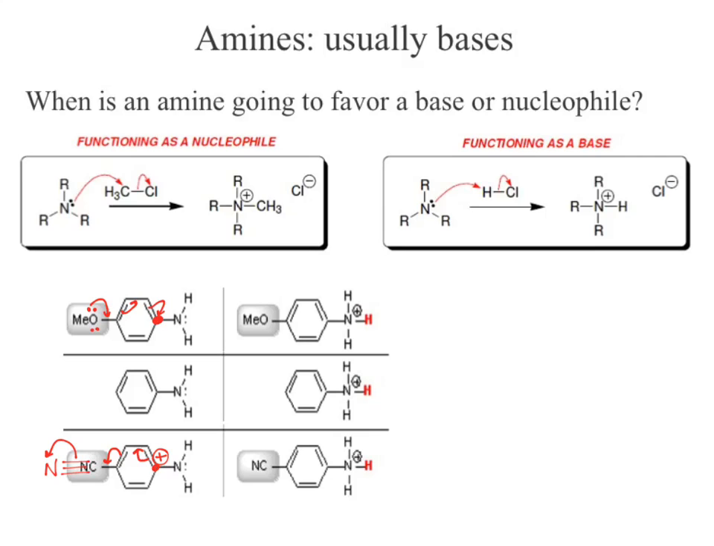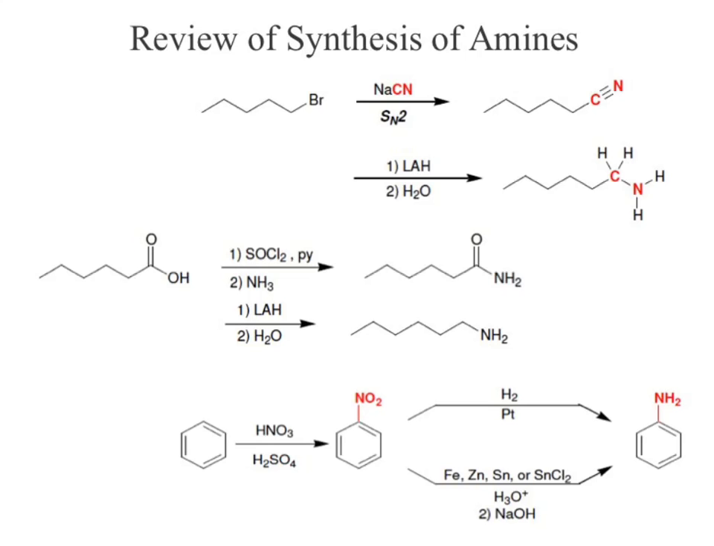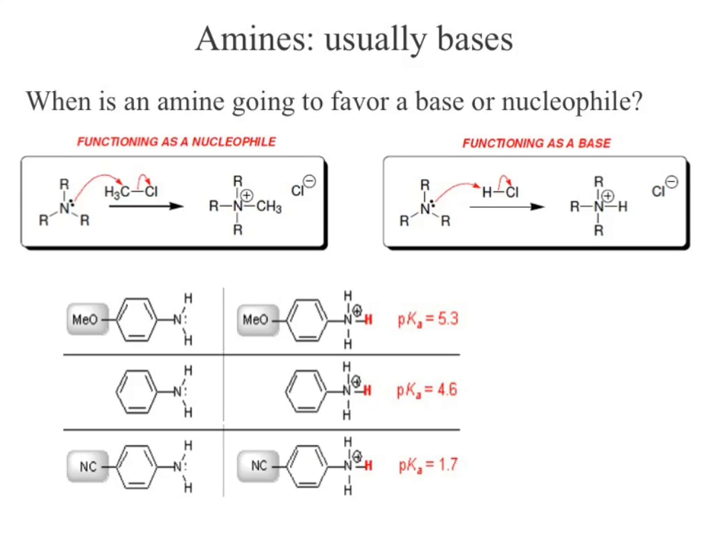More stable, less reactive. Okay? We could make the argument by looking at the pKa's. Okay, nobody's got the pKa's memorized, so it's not going to be all that helpful. But if we look at the pKa's, the bottom one, pKa of 1.7, what does that mean? That one's the most acidic, which means our conjugate base is the least basic.